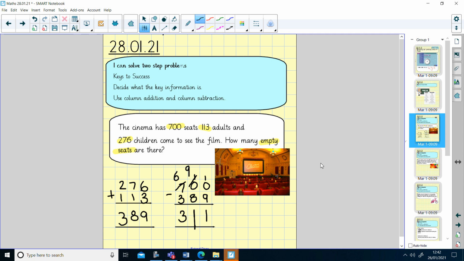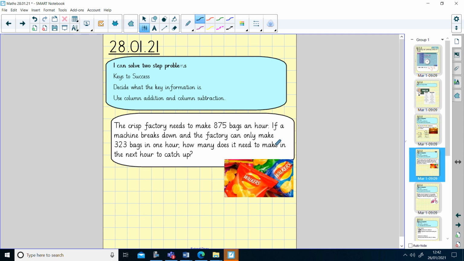Okay, let's have a look at another one. The crisp factory needs to make 870 bags an hour. If a machine breaks down and the factory can only make 323 bags in 1 hour, how many does it need to make in the next hour to catch up? Okay, so what we've got to do here is think about the important information. It doesn't really matter that it's a crisp factory. It could be a sweetie factory, it could be a loaf of bread, a bakery, it could be anything.